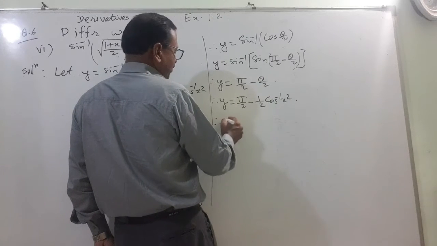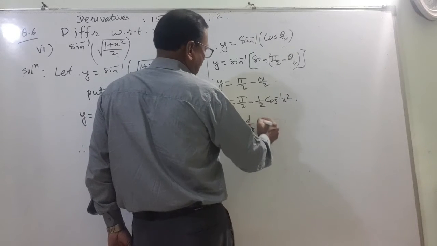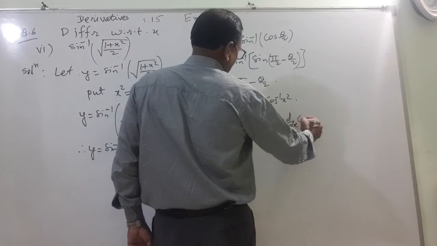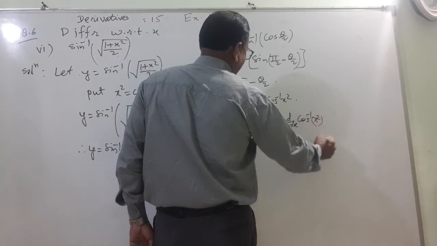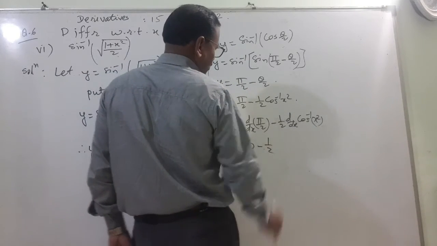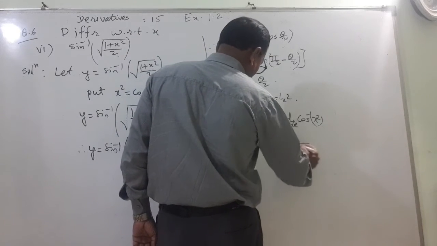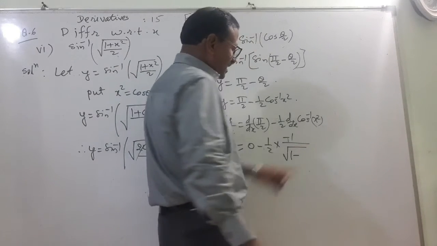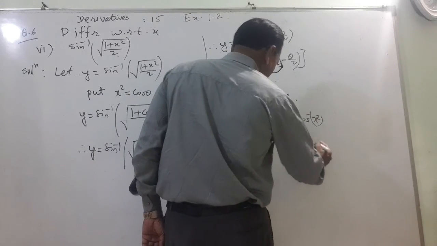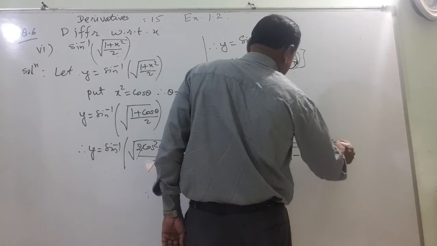Now I can differentiate. dy by dx is equal to d by dx of pi by 2 minus 1 upon 2 into d by dx of cos inverse of x square. This is the angle of it. So that is equal to 0 minus 1 upon 2. Cos inverse derivative is minus 1 upon root of 1 minus x square. What is the value of x square here? X square its square, into d by dx of x square.